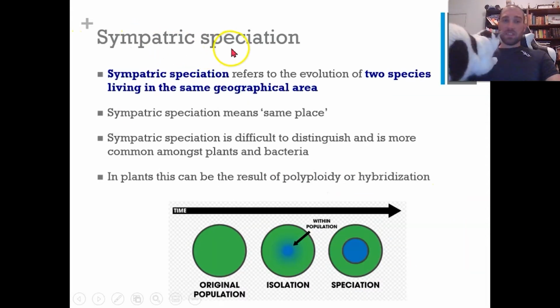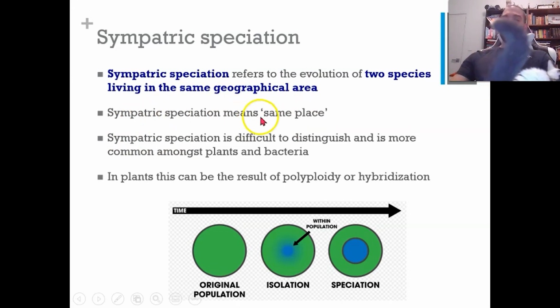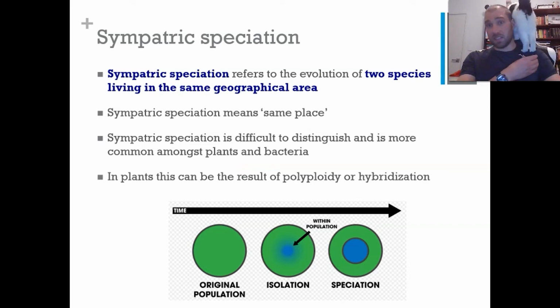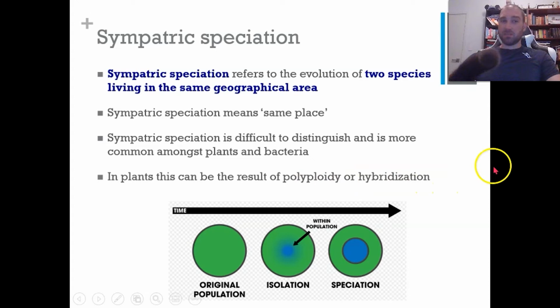speciation. Sympatric speciation is different, so it refers to the evolution of two species that are living in the same geographical area. Sympatric means same place, so allo is different, sym means same. So sympatric speciation is difficult to distinguish, and it's more common amongst things like plants and bacteria, where you might have very, very subtle differences in conditions present in the same place. So we're not looking at huge geographic barriers, we're looking at subtle differences in things like, for plants, soil geology. In plants, it can occur as a result of polyploidy or hybridisation. Sympatric speciation happens within a geographic area.